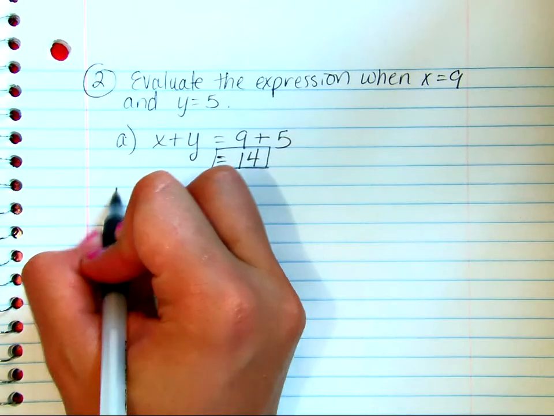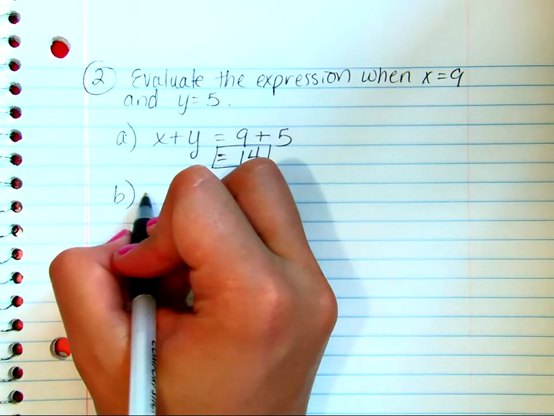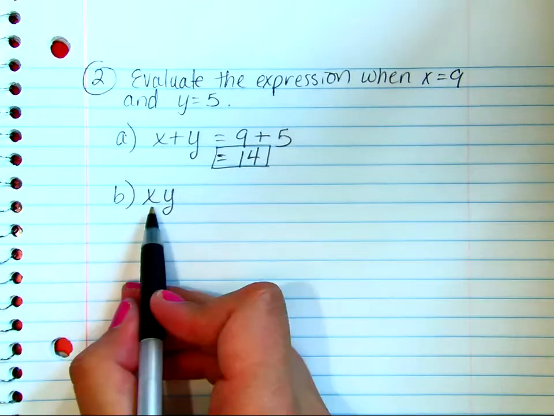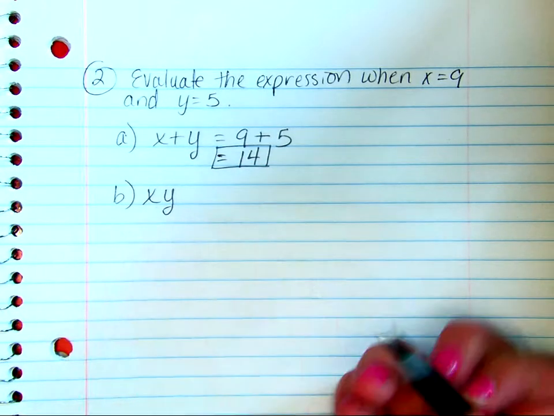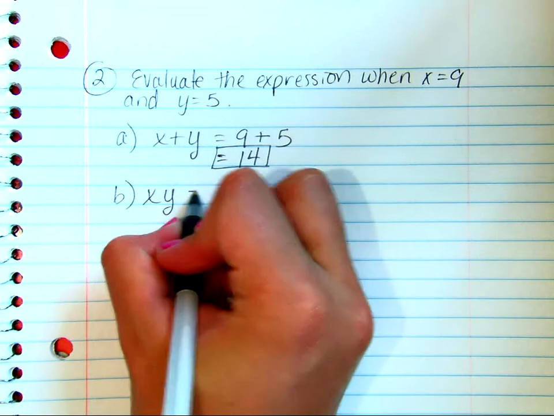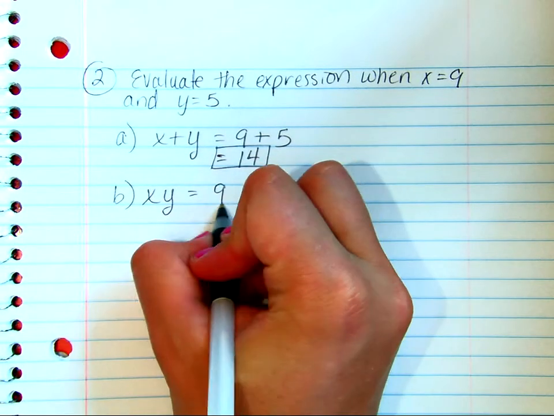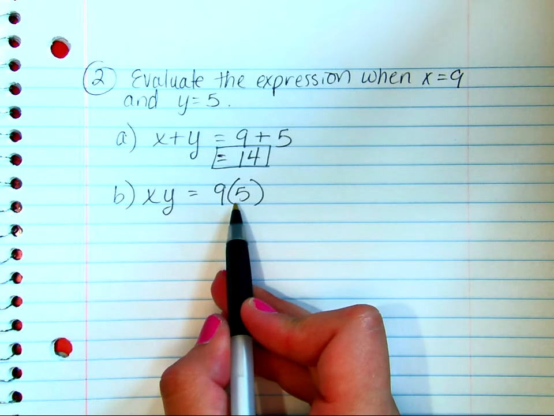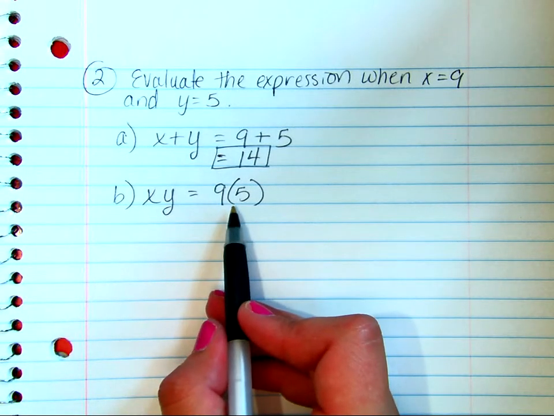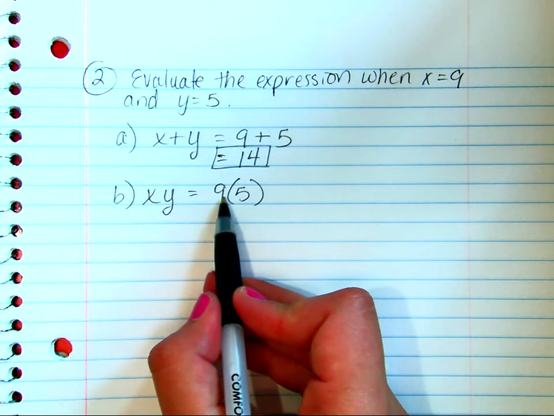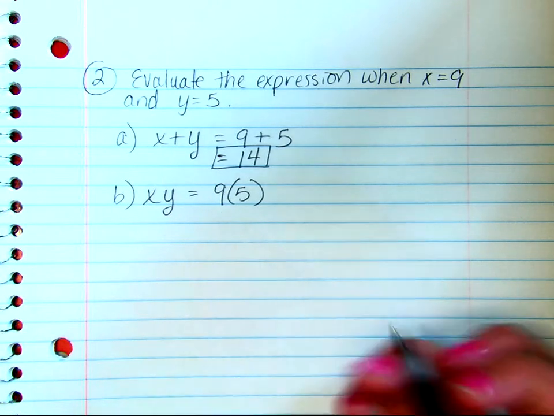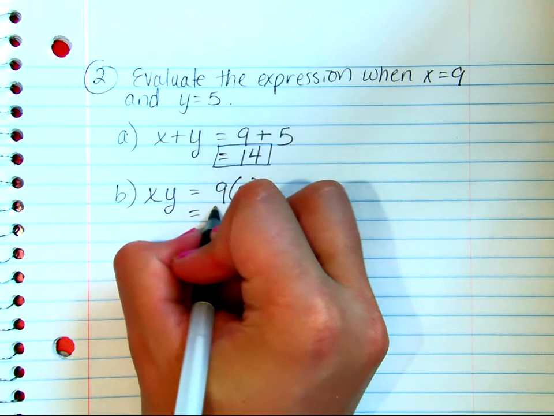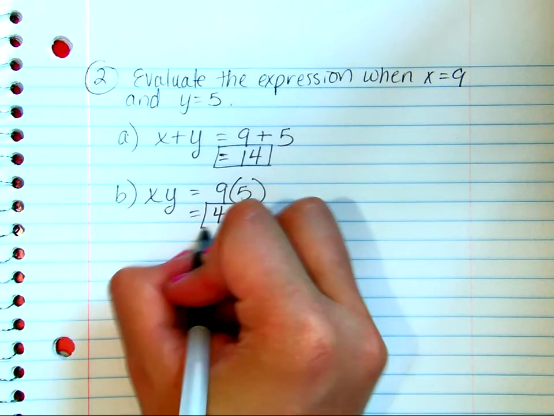All right, part B. Let's say I was asked to evaluate xy, which really means x times y. When there's nothing in between the variables, we assume it's multiplication. So x again is 9, y is 5. So I'm going to multiply 9 times 5. This is another way of representing multiplication. I could put parentheses or I could put the dot symbol indicating multiplication. Either one means just multiply 9 times 5, and that's going to give me 45. And I'm done.